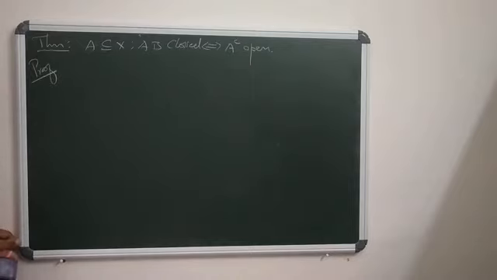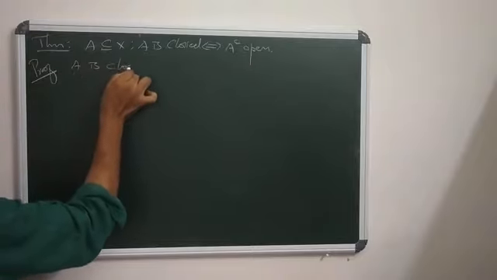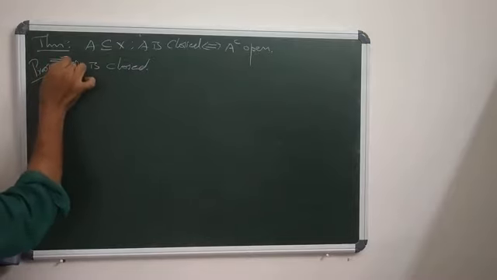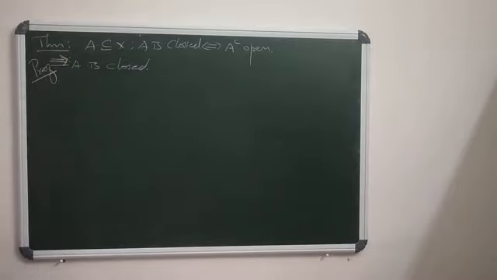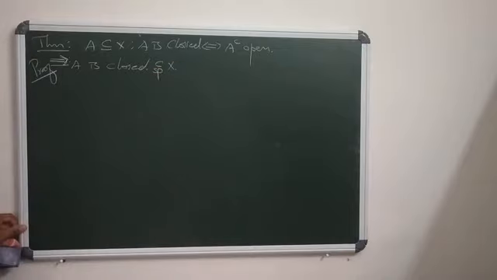So first suppose that A is closed. That is the necessary argument. Suppose that A is closed. Now we have to prove that A complement is open. How to prove a set is open? We have to show that the set is open; it is enough to show that the set has an open sphere.